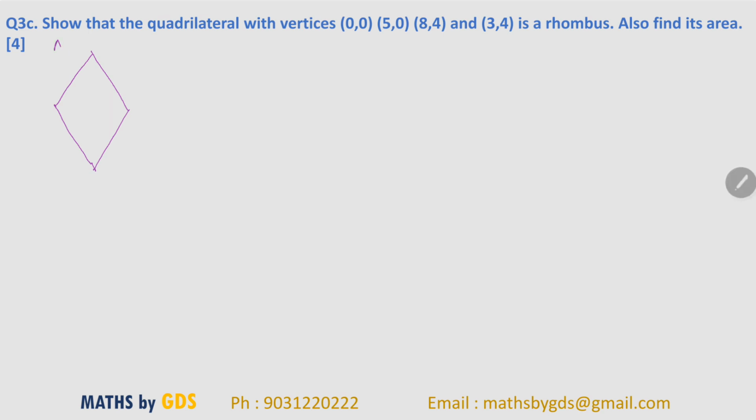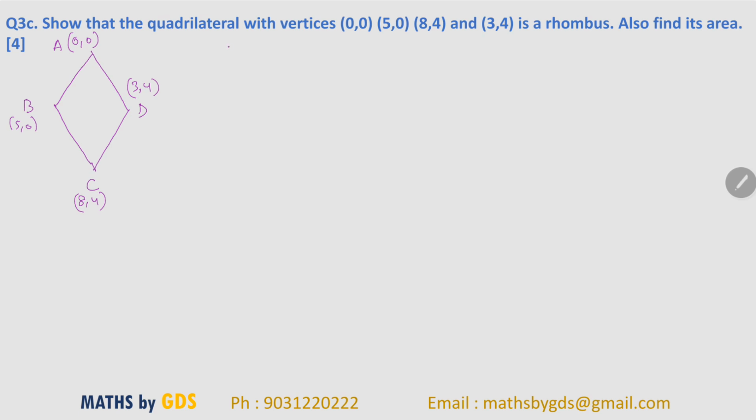So if we name this vertex as A, this B, C and D, we could write the coordinates of the vertices as mentioned in the question: 0, 0; 5, 0; 8, 4; and 3, 4. So how could we prove that this quadrilateral is a rhombus?